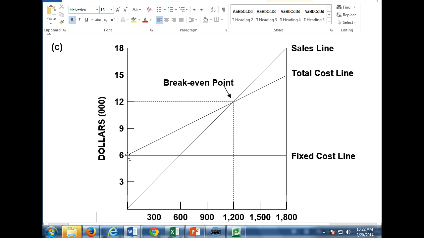And you see, based on the dollar volume, here's our cost, here are our sales. Here's where we break even. $12,000, 1,200 haircuts. So everything above this is profit. Everything below this is loss. Any questions on this?